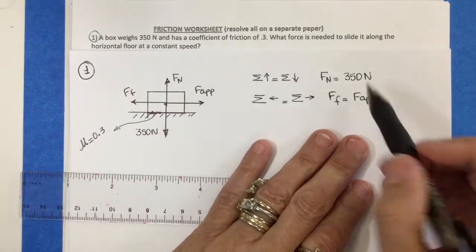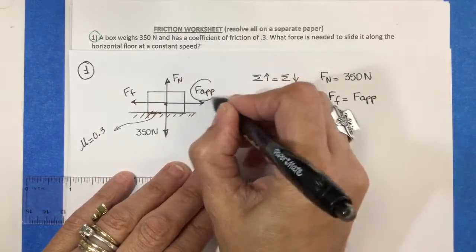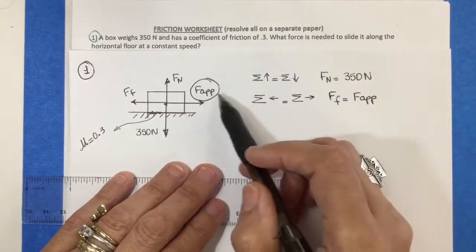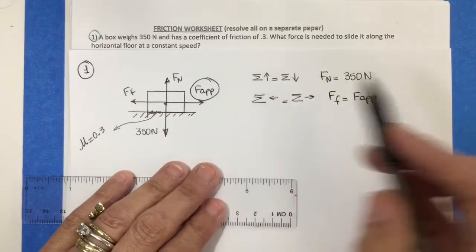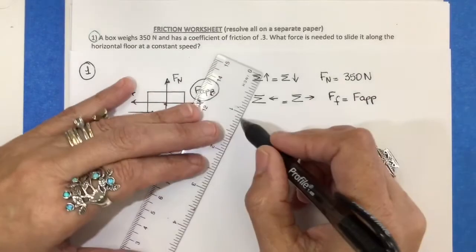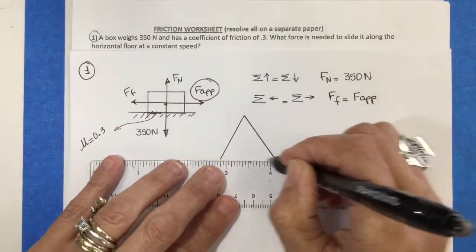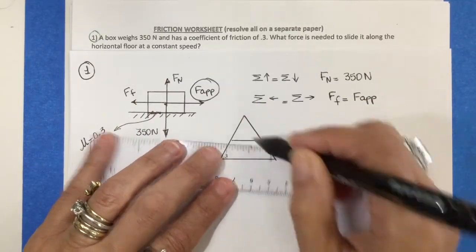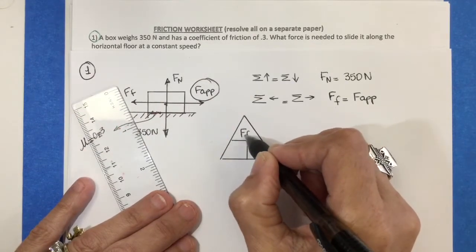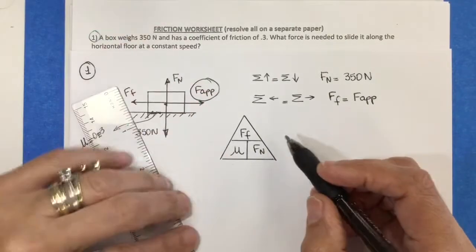So it's very clear that in order to find the applied force, that is the force that I'm looking for, what force is needed to slide the box? I'm looking for this. So if I find the friction force, I can solve this problem. So we know by the friction force formula, related to the normal force and the coefficient of friction, that the friction force is mu Fn.